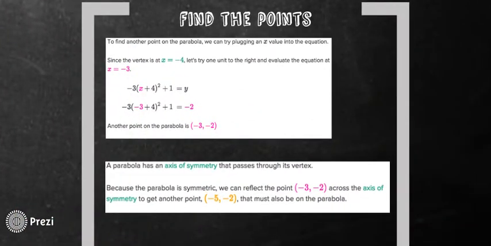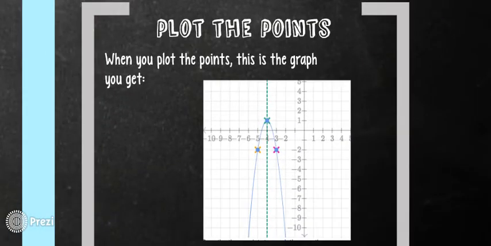So to find the other points, you will plug in the x values into the equation again. And the vertex is at x equals -4, so we can plug in x equals -3 to find a point that is close by on the parabola. So once you plug -3 into the equation, you find that another point is (-3, -2). And we can use the axis of symmetry again and reflect the point (-3, -2) across, and you get another point which is (-5, -2), which also is a part of the parabola. So now you plot the points, and this is the graph you get.